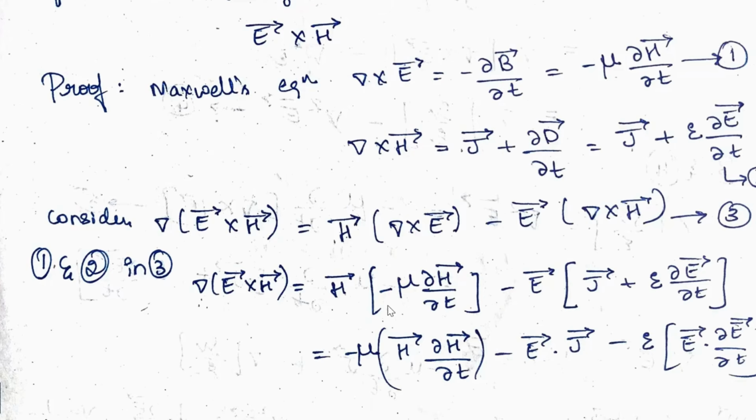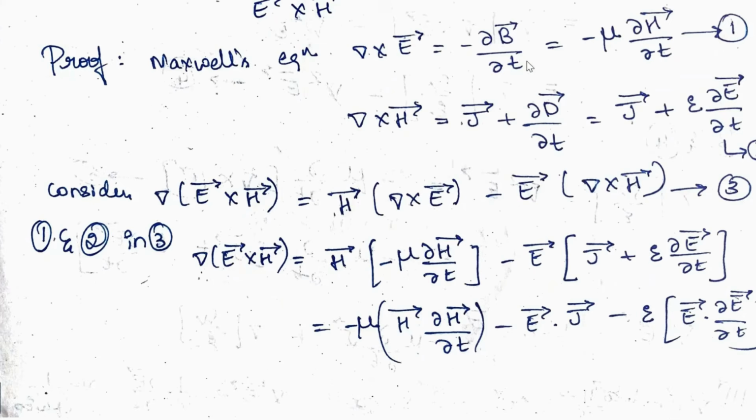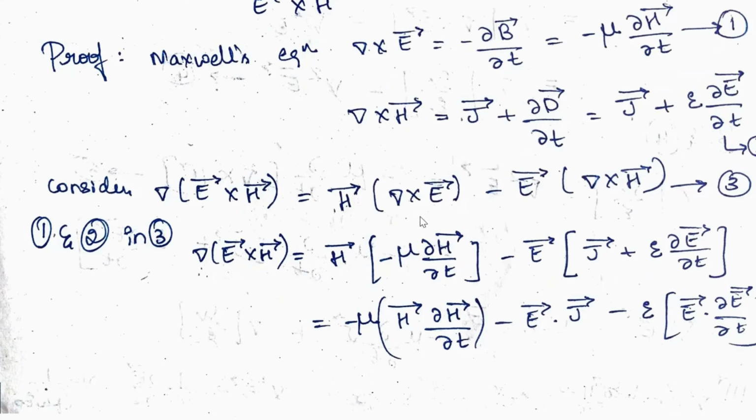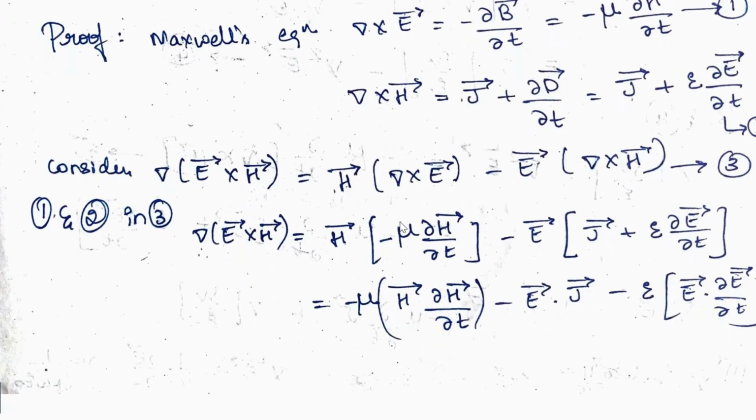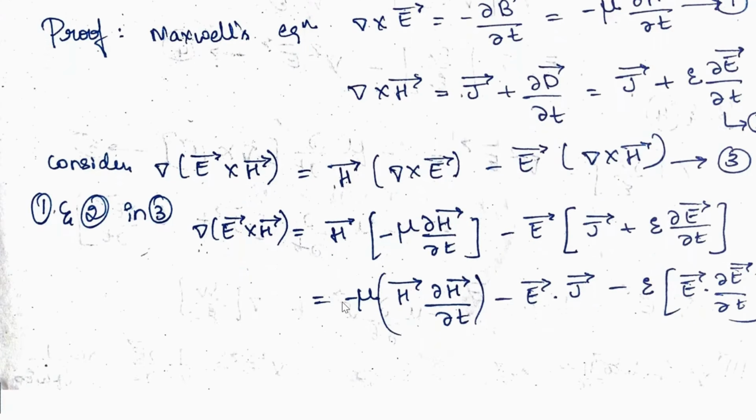Now put 1 and 2. Substitute those two in 3. On substituting that, you get this equation. Just write this equation in this place and this equation in this place, and then simplify. Here while simplifying, take minus mu outside the bracket and multiply the H vector inside. Here take the J vector and epsilon naught, and place the E vector inside. Here E vector also gets multiplied with the J vector.